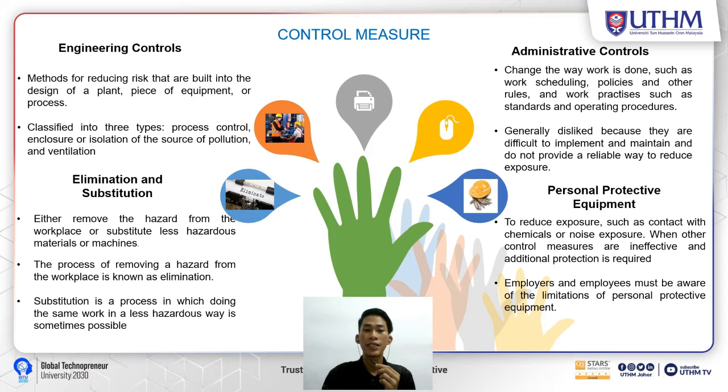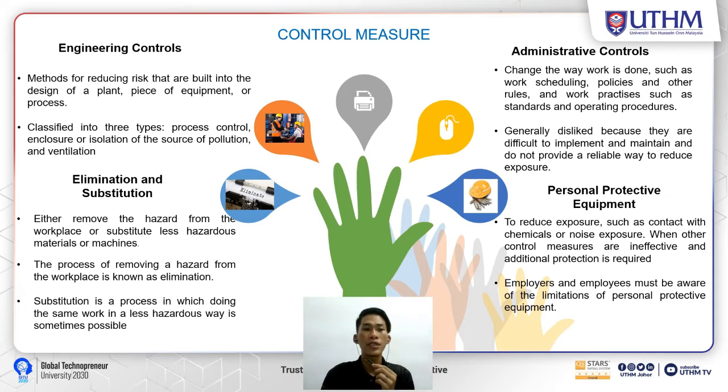Elimination and substitution are used either to remove the hazard from the workplace or substitute a less hazardous material or machine. So, the process of removing a hazard from a workplace is known as elimination. Meanwhile, substitution is the process of doing the same work in a less hazardous way, which is sometimes possible. So the next is engineering control.